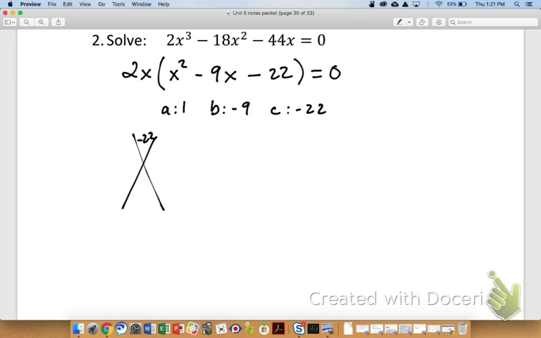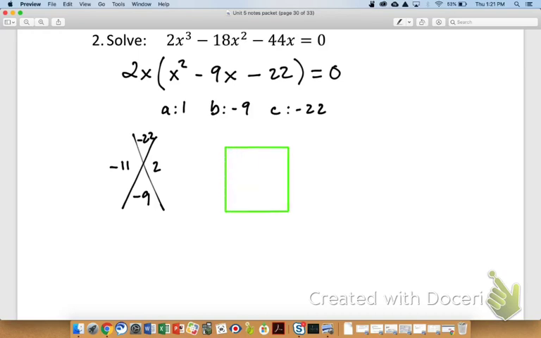AC is negative 22. B is negative 9. You guys remember doing this? So now you could use your calculator to do this. There's a number of ways you can do this, but I'm hoping that eventually you would come up with negative 11 and 2 as your two special numbers for the box.